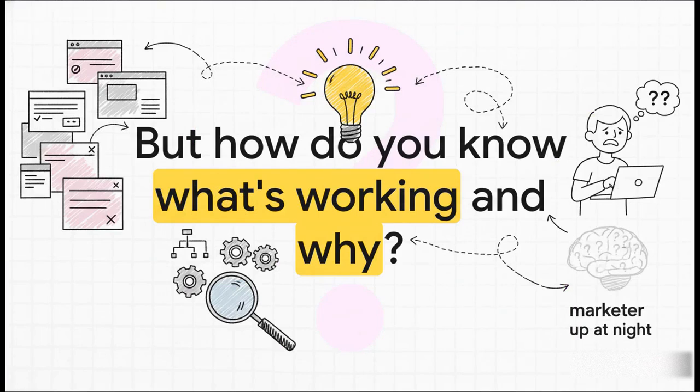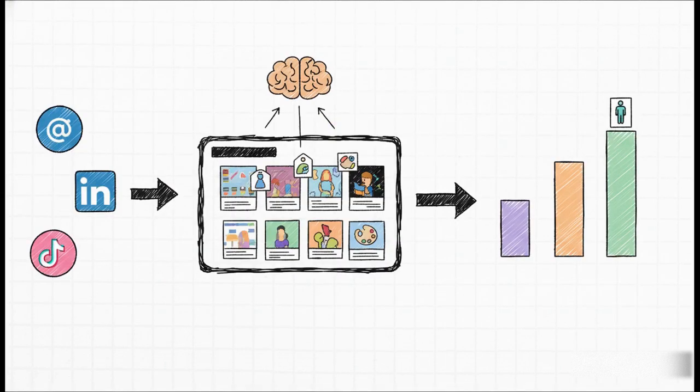Right? This is the question that keeps every marketer up at night. It's one thing to launch 20 different ad variations. It's another thing entirely to actually understand which ones connected with your audience, and more importantly, why they connected. This is where GenStudio Insights comes into play. It pulls all the performance data from Meta, LinkedIn, TikTok, and puts it in one dashboard.